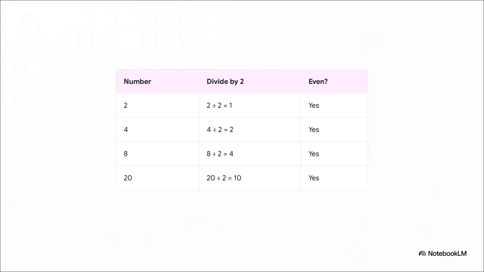And you can see this definition in action perfectly. When you take the number 4 and divide it by 2, you get exactly 2. 8 divided by 2 is exactly 4. 20 divided by 2, exactly 10. The defining characteristic is that they leave absolutely no remainder whatsoever.